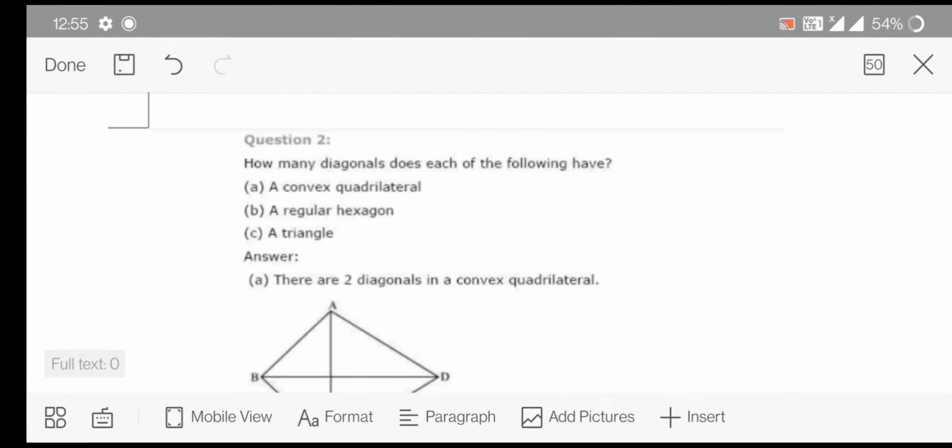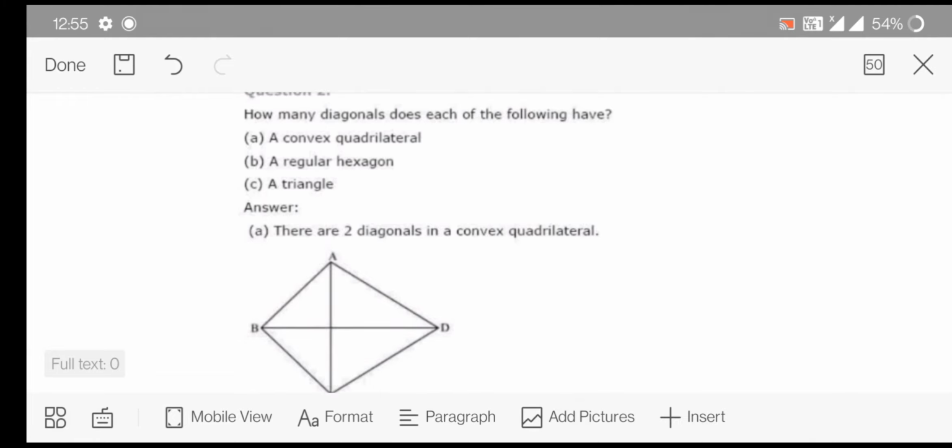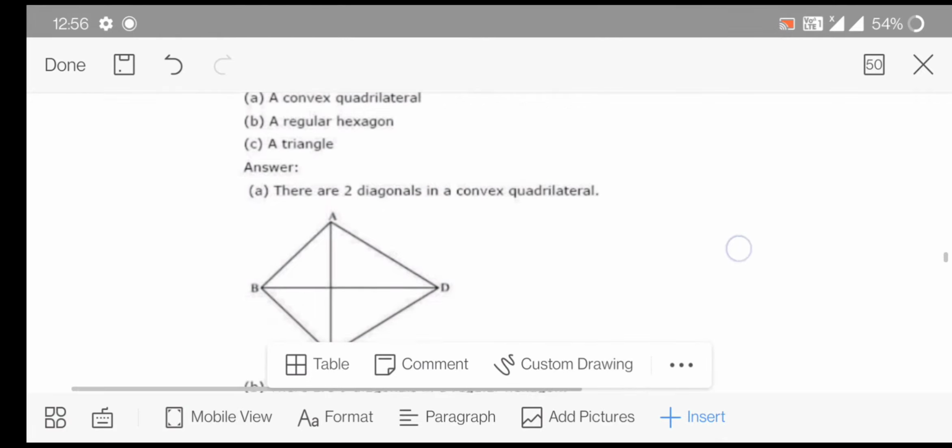So here the question 2 is, how many diagonals does each of the following have? Here are some shapes. You have to mention the number of diagonals in each. So the first one is convex quadrilateral. So this is convex quadrilateral, and you know the definition of diagonal. Diagonal means the line which is joining the opposite vertices. So this line is called as diagonal. So in this you will find two diagonals.